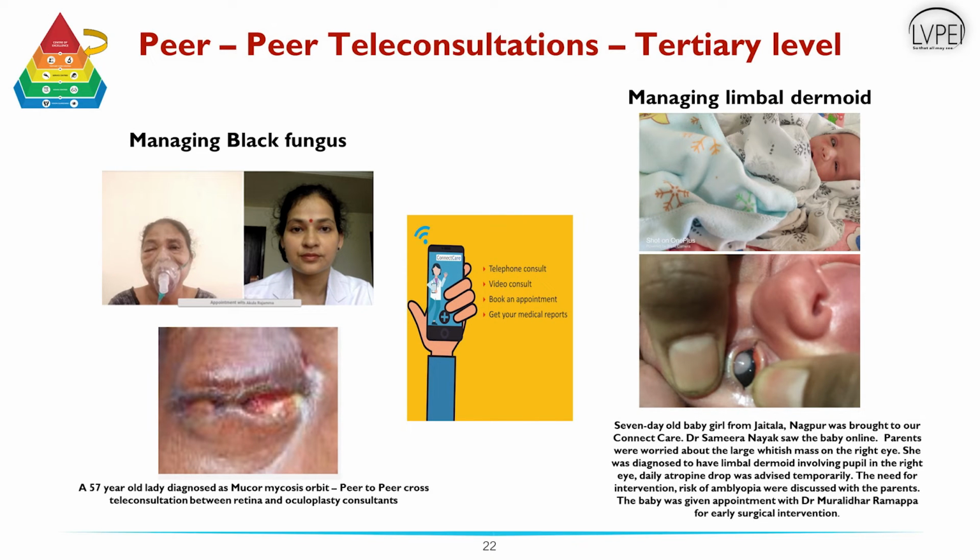These are examples of peer-to-peer teleconsults at the tertiary level through the Connect Care app, where non-ophthalmologists and ophthalmologists assisted in the process. This is a story of mucormycosis, where the primary retina consultant was able to provide necessary advice to a patient admitted in the hospital and could provide cross-consultation with the oculoplasty consultant as well. This is a story of a limbal dermoid in a neonate, which was managed with cross-teleconsultation between the pediatric retina specialists and pediatric cornea specialists.